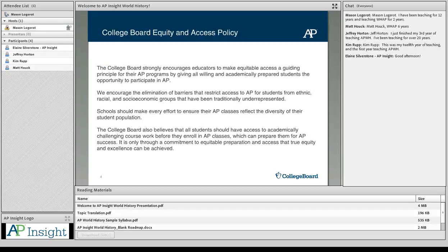All right. You have all seen this before if you've been teaching AP classes, which it looks like most of you have been. So if you would, take a minute to look over the equity and access policy from the College Board. And just as a quick question, what words really pop out to you when you look at this equity and access policy?